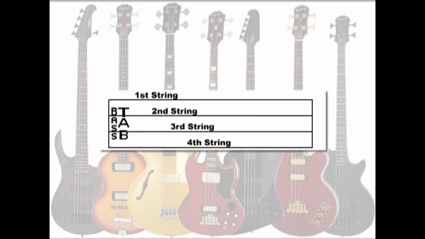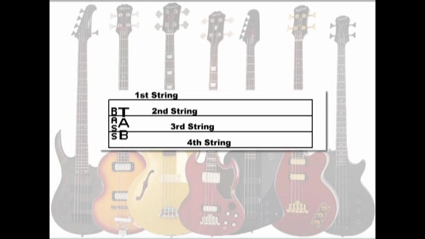Bass tablature, or tab, uses 4 lines. Each line represents a string. The bottom line being the 4th and lowest pitch string, the thickest string, and the top line representing the first or highest pitch string, the thinnest string.